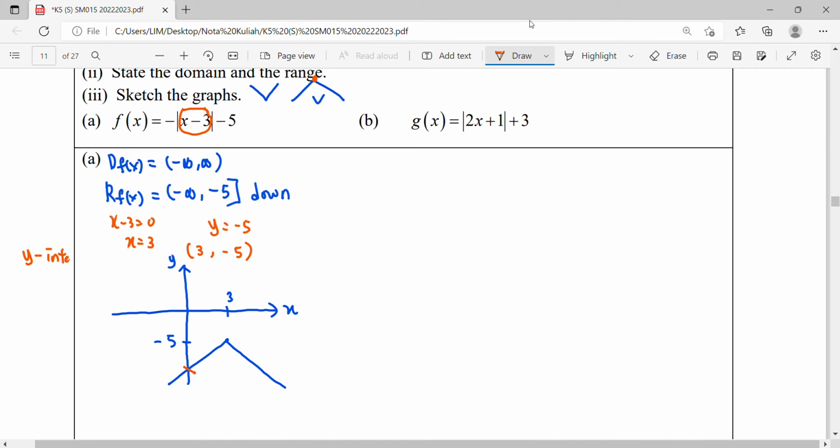The y-intercept is where? x equals 0. It is when the coordinate x is 0. What is the coordinate y? Substitute back into the function. y equals negative modulus of 0 minus 3, minus 5. The modulus of negative 3 gives you 3, so it simplifies to negative 8. Lastly, label this function.